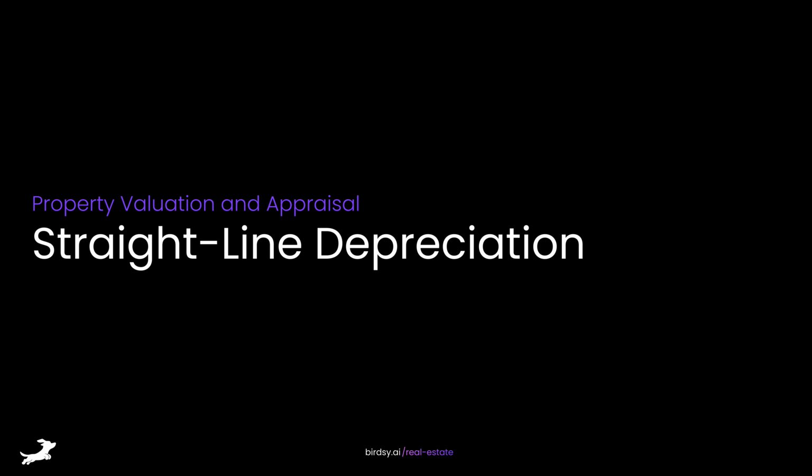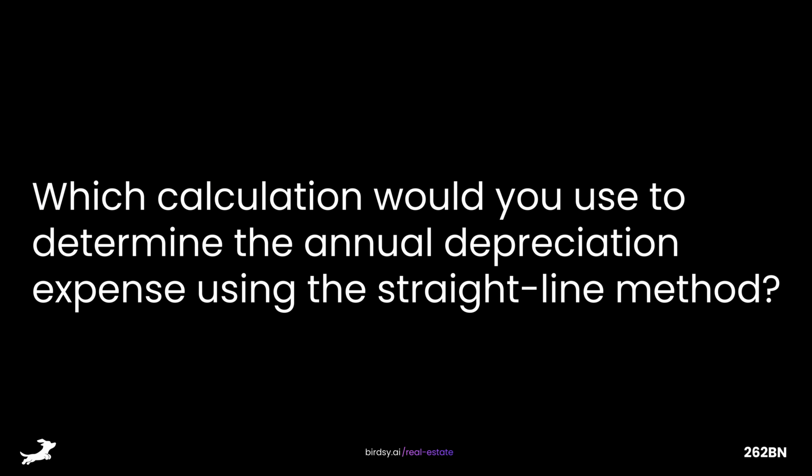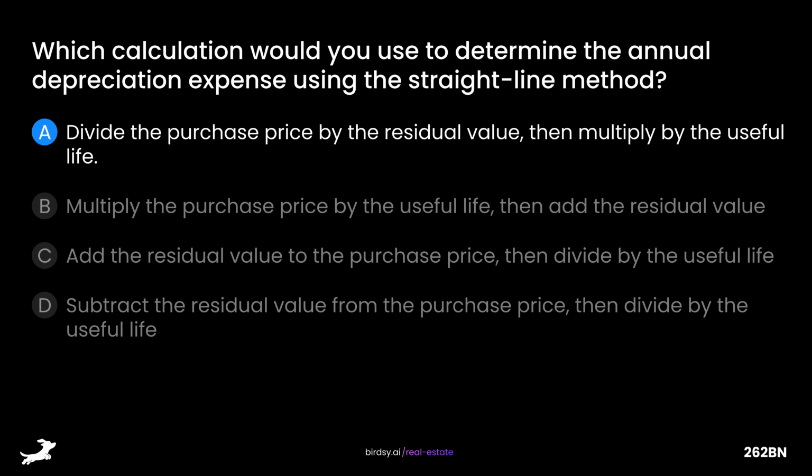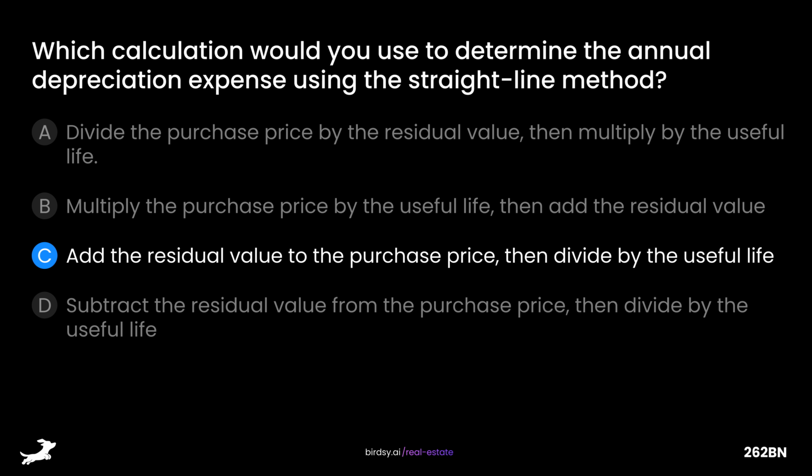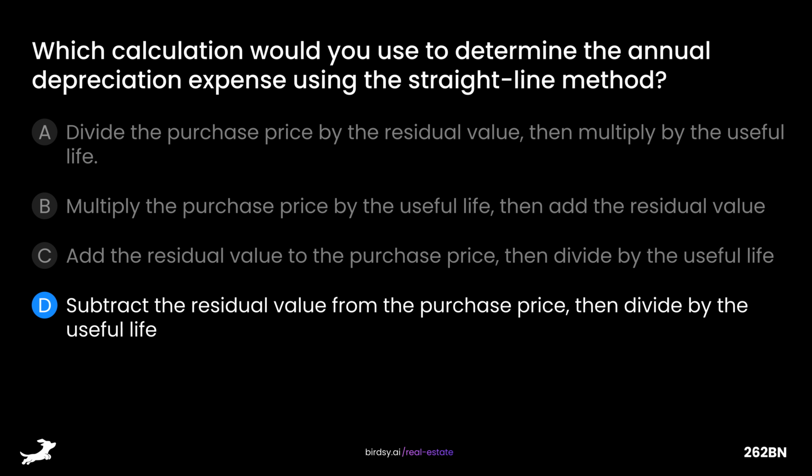Straight-line depreciation. Which calculation would you use to determine the annual depreciation expense using the straight-line method? Is it A, divide the purchase price by the residual value, then multiply by the useful life? B, multiply the purchase price by the useful life, then add the residual value? C, add the residual value to the purchase price, then divide by the useful life? Or D, subtract the residual value from the purchase price, then divide by the useful life?